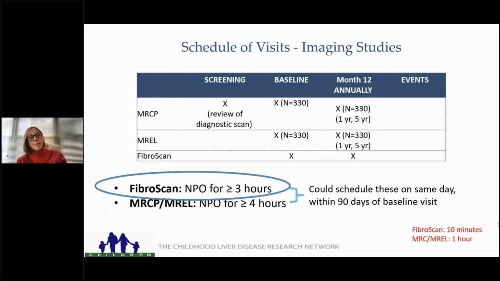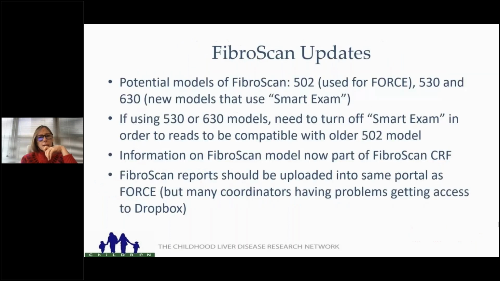Okay, all right, thanks. Next slide. So, the fiber scan. I know that most institutions are still using the older fiber scan machines, but if you have the newer one, the 530 or 630, it's recommended to turn off the smart exam option so it's compatible with the older versions.